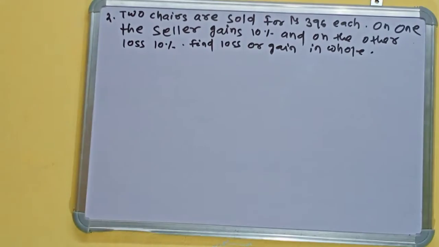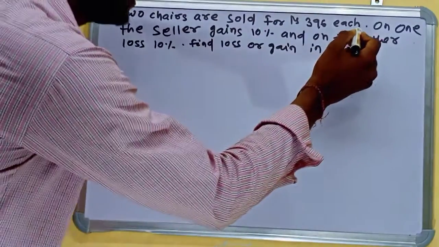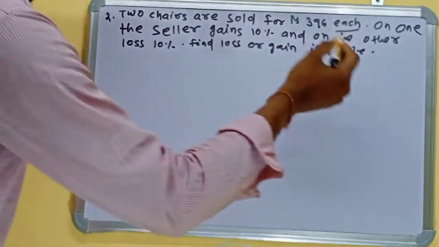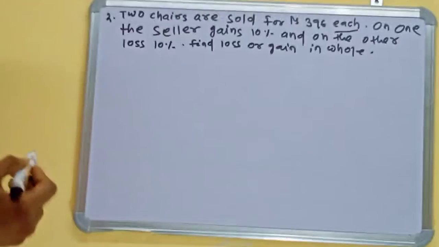The second question is: two chairs are sold for rupees 396 each. On one, the seller gains 10%, and on the other, loses 10%. Find the loss or gain in whole.